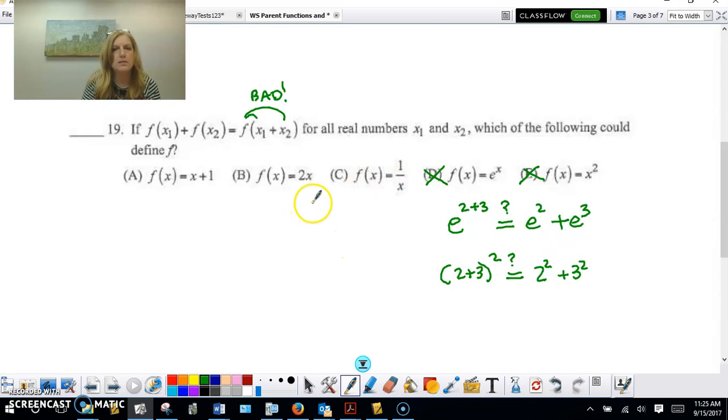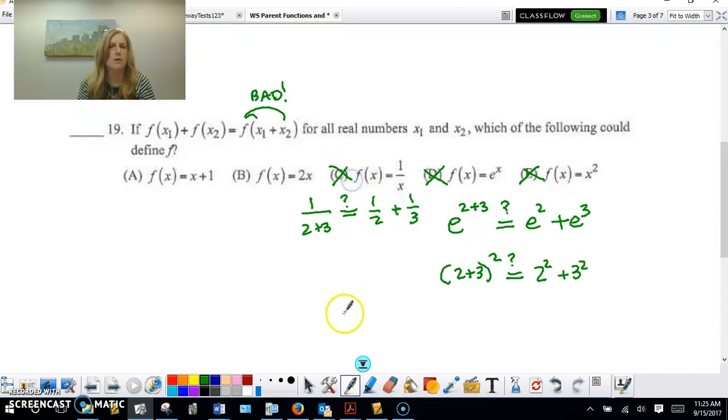Here for this one, let's test this one. If I have 1 over 2 plus 3, does that equal 1/2 plus 1/3? Hopefully you'll be like, no, not for fractions. You don't add fractions that way. And then we get here to our nice little linear function.